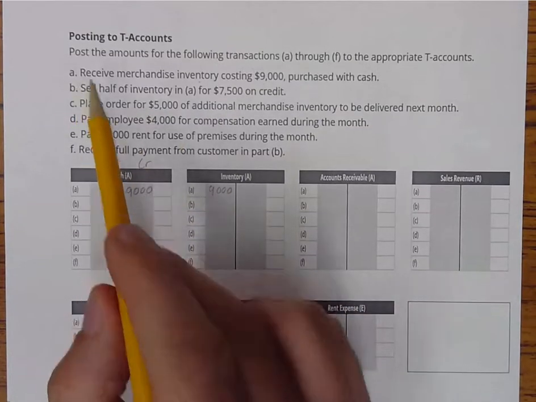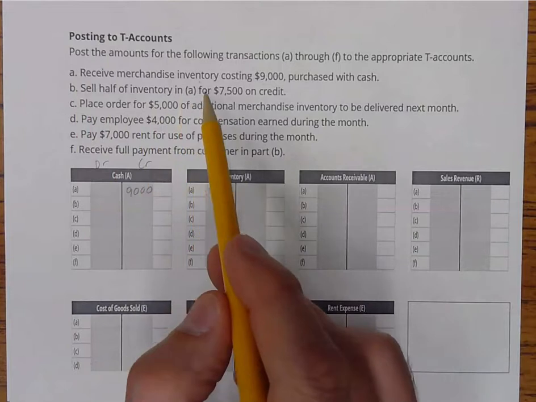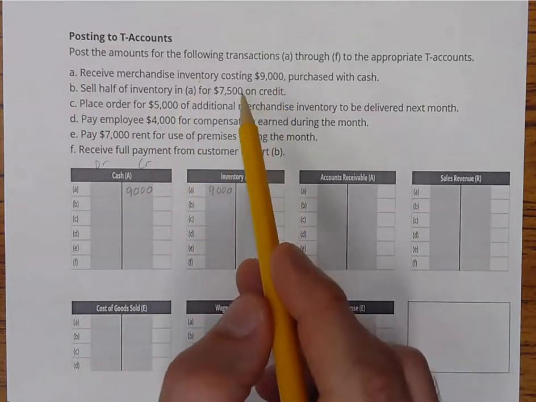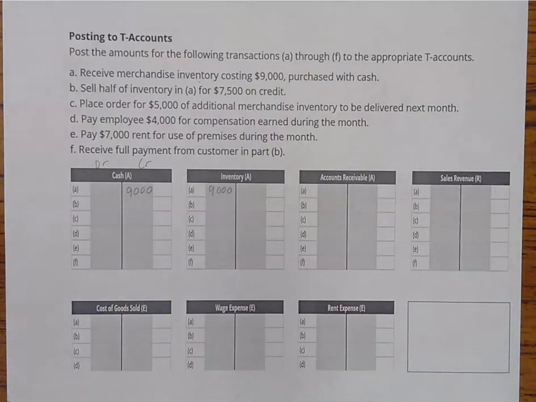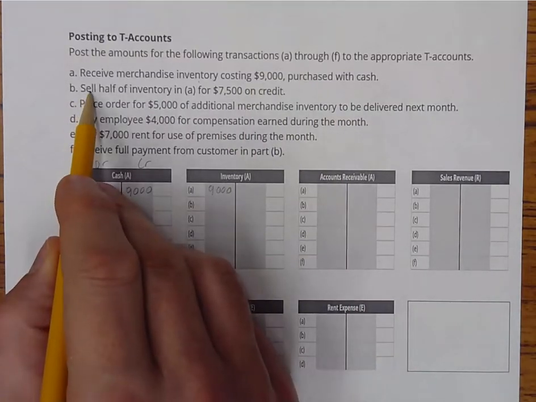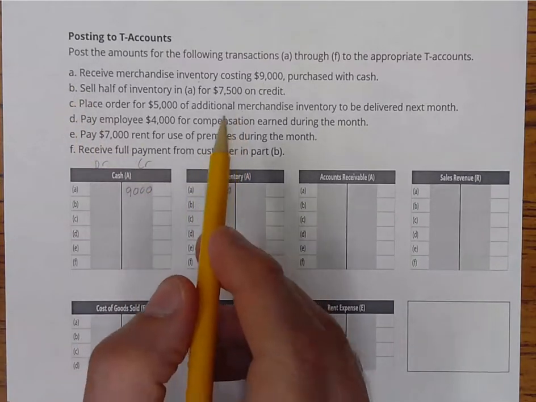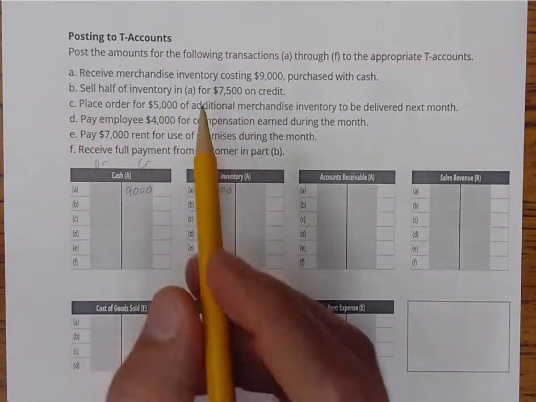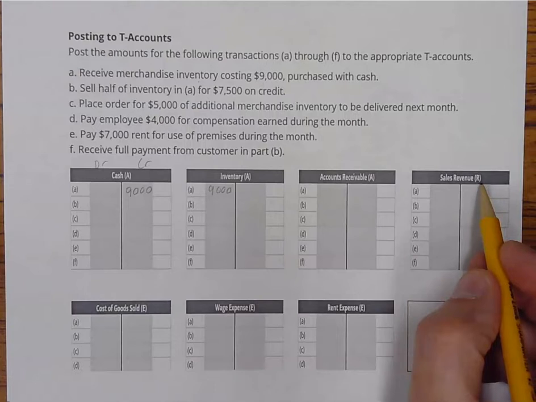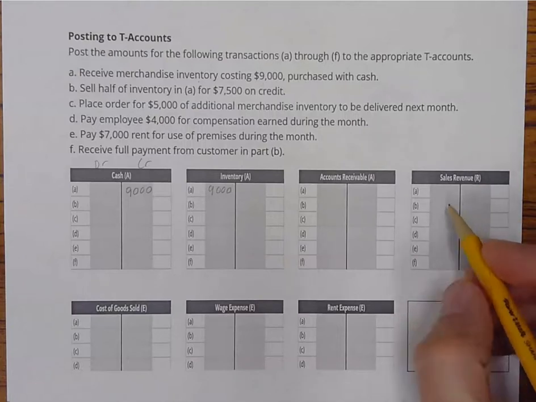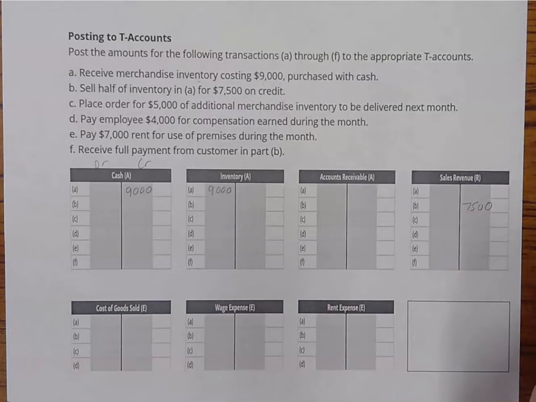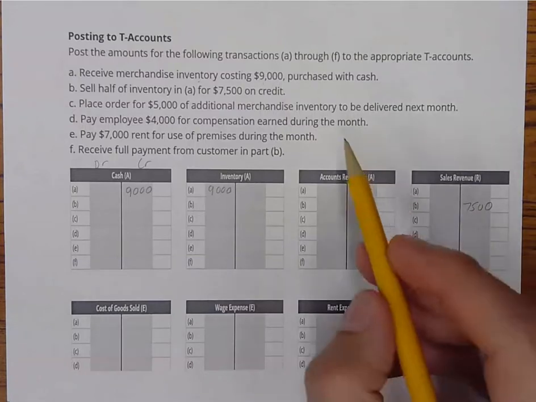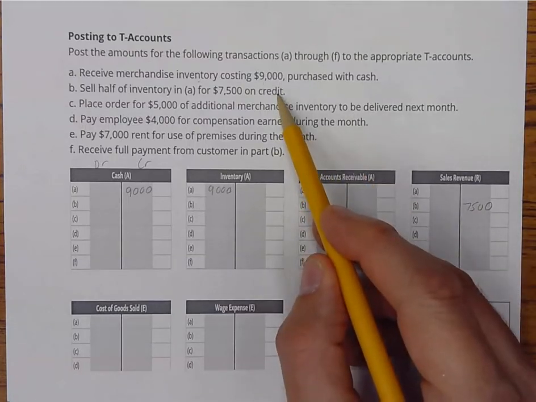Okay, B says sell half of the inventory in A for $7,500 on credit. A lot of stuff going on here. Let's look at the first word. It says to sell. So we sold inventory for $7,500. Now sales revenue has a normal credit balance. So let's go to B and write $7,500. We also sold that inventory on credit.